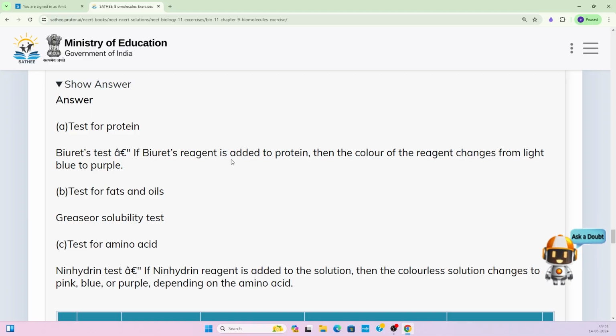Moving to the next type, the test for fats and oils. A grease or solubility test is used. If the substance has grease, oils, or fat, then you put a butter paper over it and you can see the marks of the oils and fats on it. So that is one of the tests.